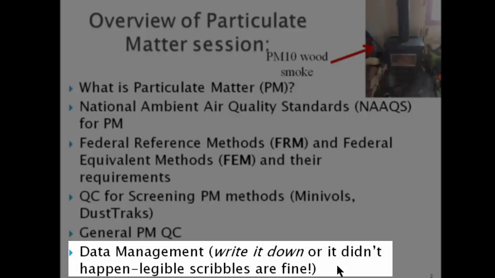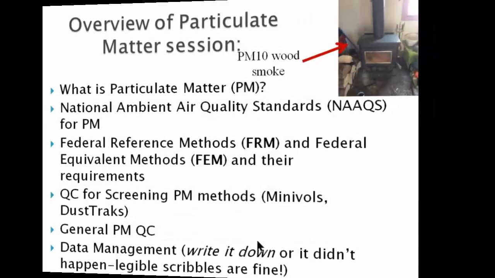We'll talk about general quality control for particulate matter, and then, as always, I'm going to sneak in some data management and say again, write it down or else it didn't happen. You might as well just keep that in mind. If you can't prove that it happened with some piece of evidence, like a piece of paper, it might as well have not happened. That's the first rule of data management. Write down more than you think you will need, and legible scribbles are fine. Lots and lots of material admitted into court is handwritten.